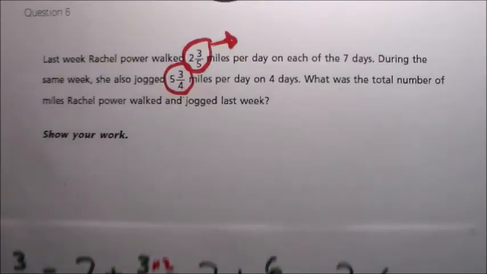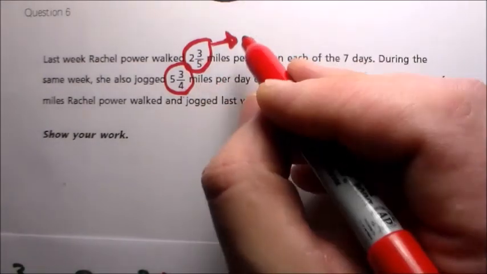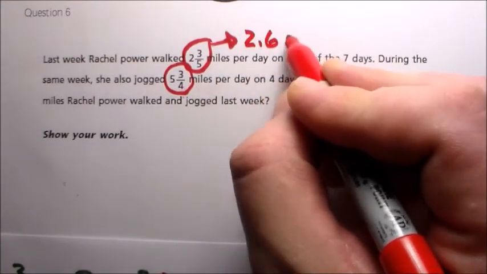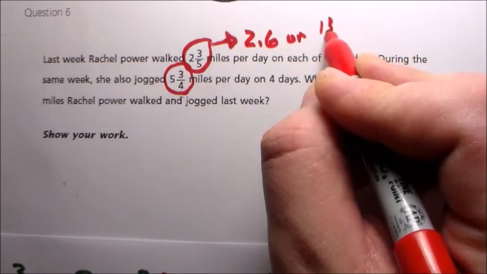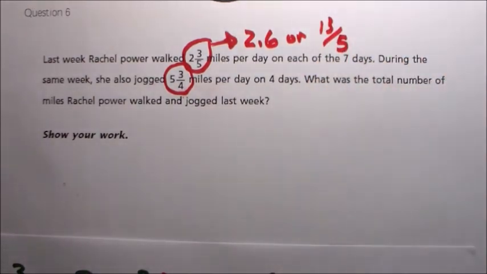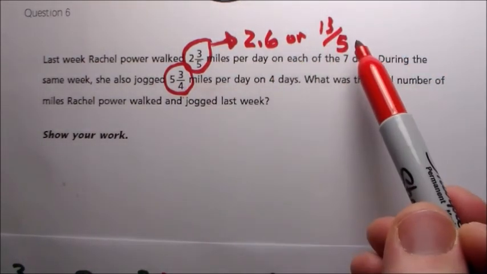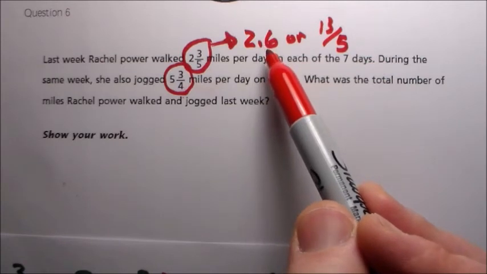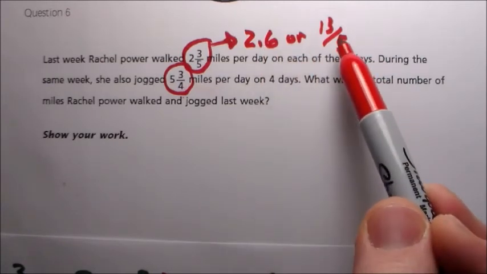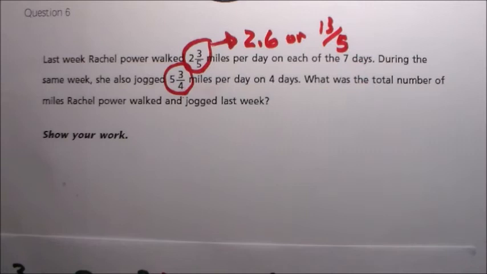So I'm going to say, okay, I know this is 2 3/5 here, but I'm going to think of it as 2.6 or 13/5. I like decimals more than fractions, so I would be more inclined to think of this as 2.6, but, you know, let's think of it as 13/5 just for completeness.